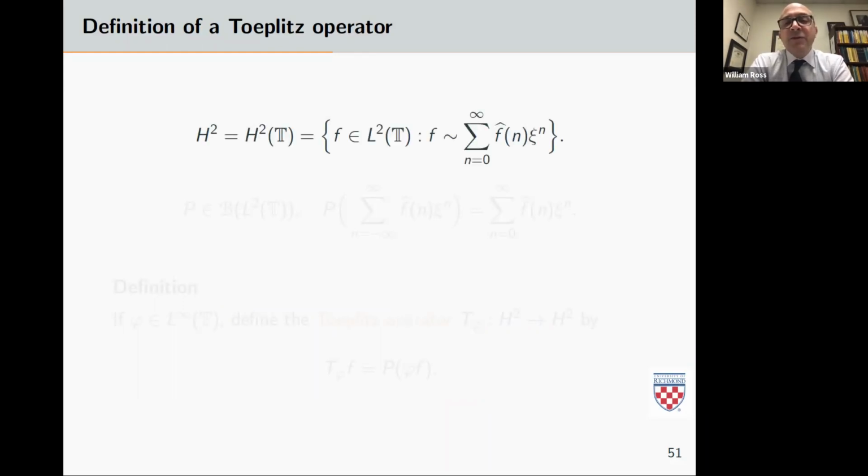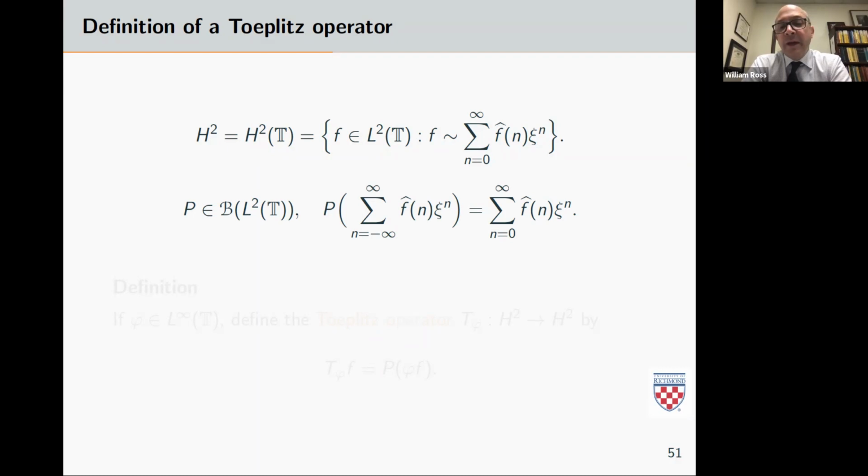So to make this all part of the L2 theory, I'm going to think of H2 as the Fourier series with only positively indexed coefficients. The Riesz projection is going to be important. I'm going to call that P. So it's a bounded operator from L2 to itself. It's going to take a Fourier series and just chop off the negatively indexed coefficients. You can check that that is actually an orthogonal projection, so it's idempotent and self-adjoint, and it's going to go from L2 to L2, and it's going to have range H2.